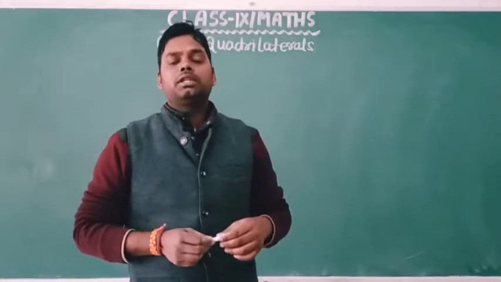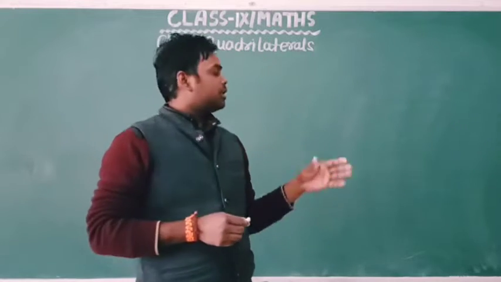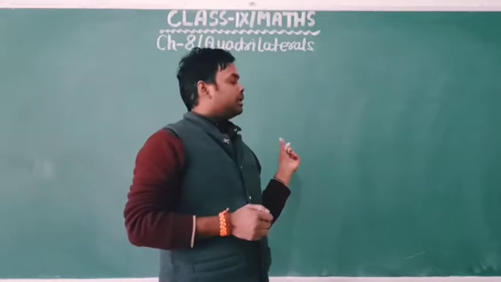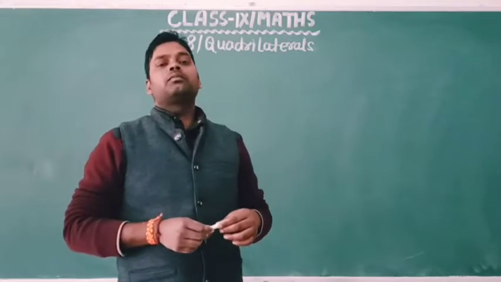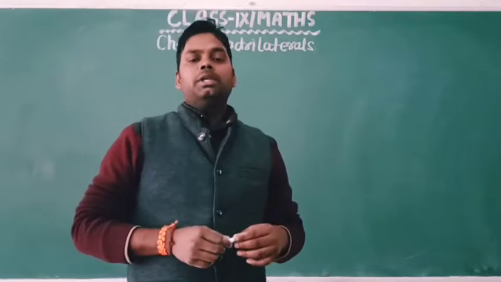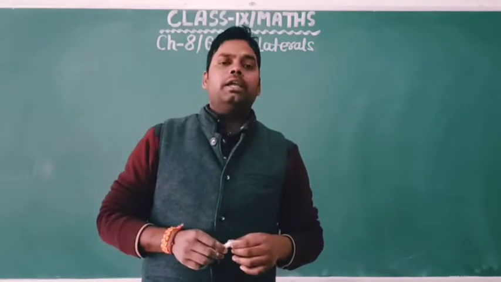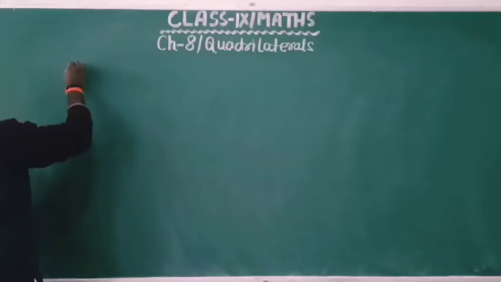So dear children, in this chapter we will discuss quadrilateral and special types of quadrilateral like parallelogram, square, rectangle, trapezium, etc. First I am going to discuss what is a quadrilateral.